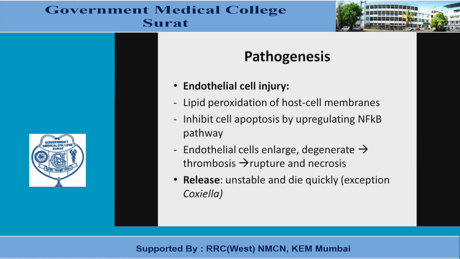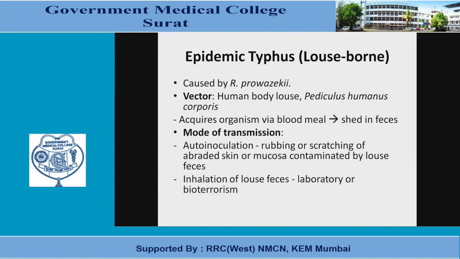So what they do: endothelial cell injury, lipid peroxidation of the host cell membrane, and inhibition of cell apoptosis by upregulating the NF-kB pathway. Endothelial cells enlarge, degenerate, thrombosis occurs, and they rupture and necrose, then they release and die quickly. So this is how they cause the cell lysis.